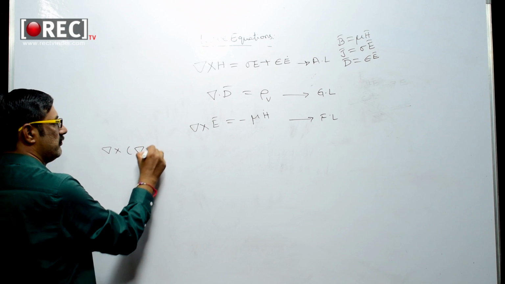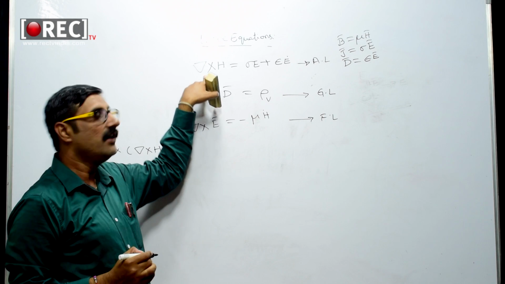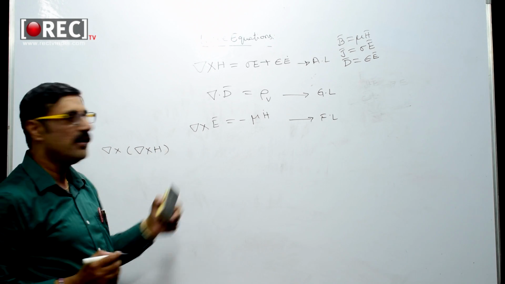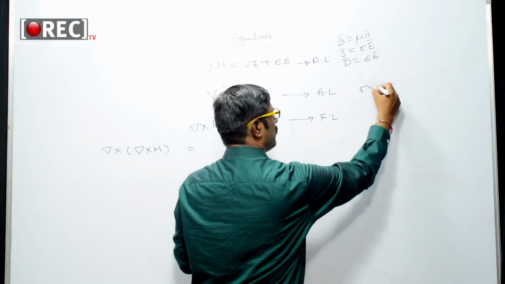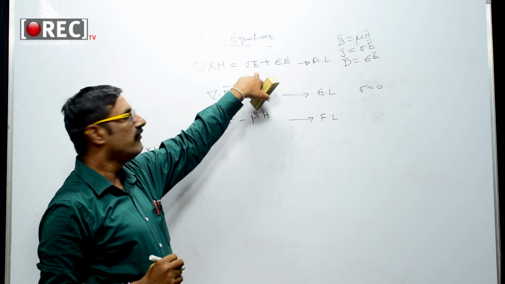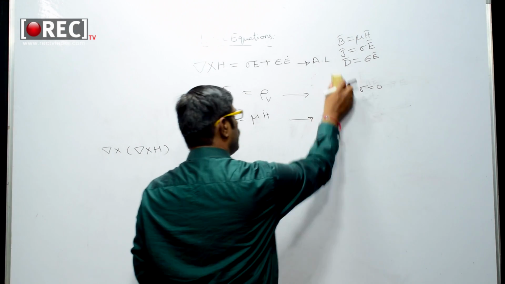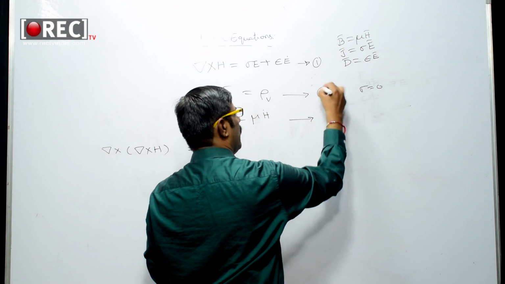Okay. So if I apply curl on the LHS, then it is del cross H. That should be equal to, now for free space sigma is 0. That is, the conductivity of free space is 0. So the first term of this equation will become 0. Now let me call this equation 1, and this is 2 and this is 3.